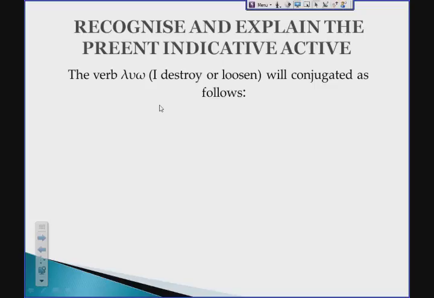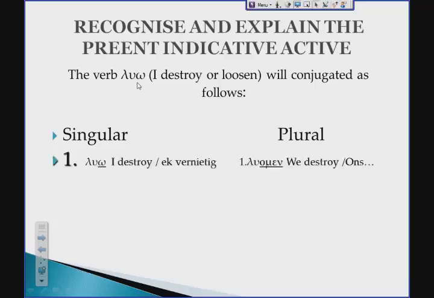Now, to recognize and explain the present indicative active. This is basically what I want you to know. At least we are not going to memorize all the conjugations, but this one at least you must know, so that you can know how Greek verbs conjugate. I'm still using the same word, luo. It means I destroy or I loosen. And this is how we will conjugate it in both singular and plural forms. And see how things will be changing here.